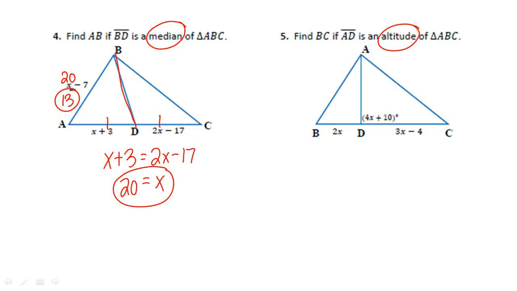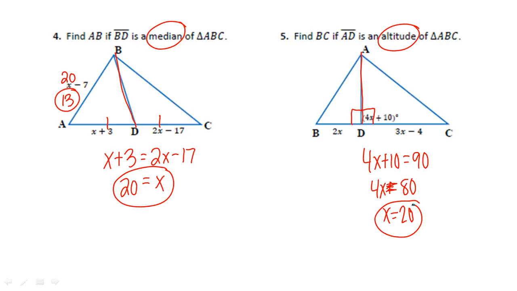An altitude goes from a vertex and is perpendicular to the opposite side. So these will be right angles, which means that 4x plus 10 has to equal 90. So 4x would equal 80 when you subtract 10, which means that x is equal to 20. It then asks for BC, this segment along the bottom. So we're going to plug in 20 to get 40 for BD, and we will get 56 for DC. So 40 plus 56 is going to give you BC, which means that BC is going to be 96.